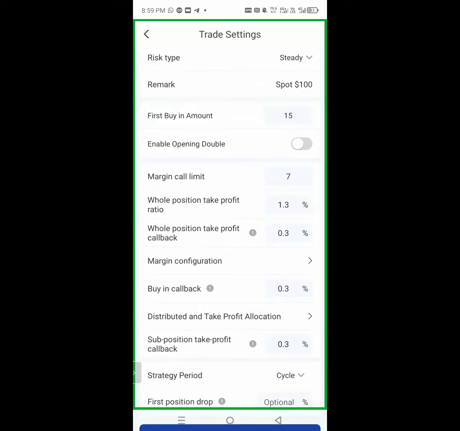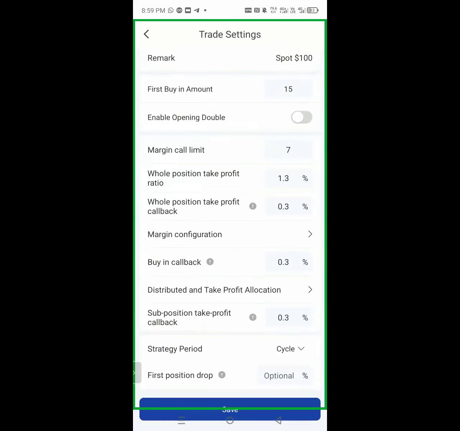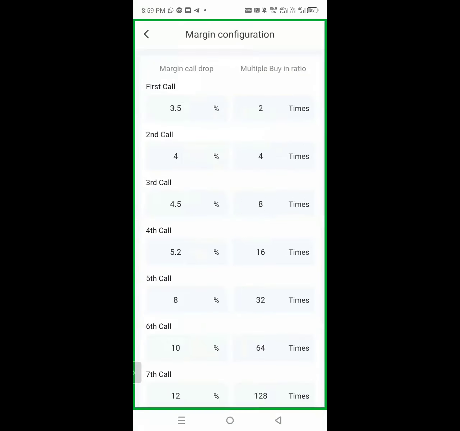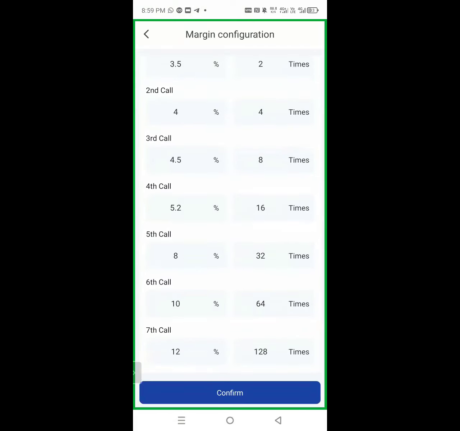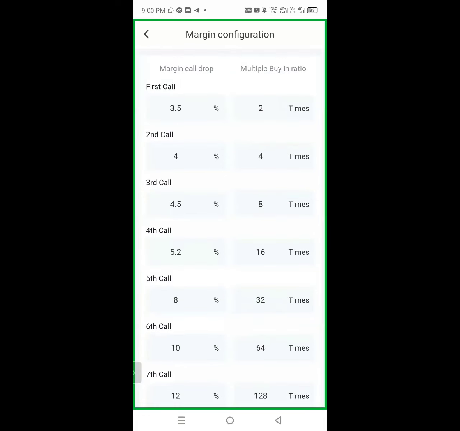I've explained everything on this page. So the only one that is left is the margin configuration. So this is the page. We just use math to highlight. We want the robot to buy our first margin with $15, second margin with $15, third margin with $15. Then the fourth margin, you should use 10, fifth margin, you should use 10, sixth margin, you should use 10, seventh margin, you should use 10. So this is the multiple buy-in ratio, the right-hand side, where you see times. That is where you will set it.